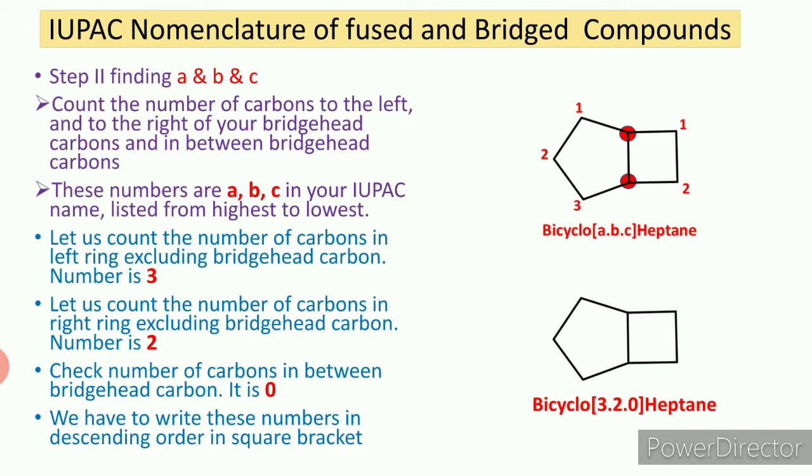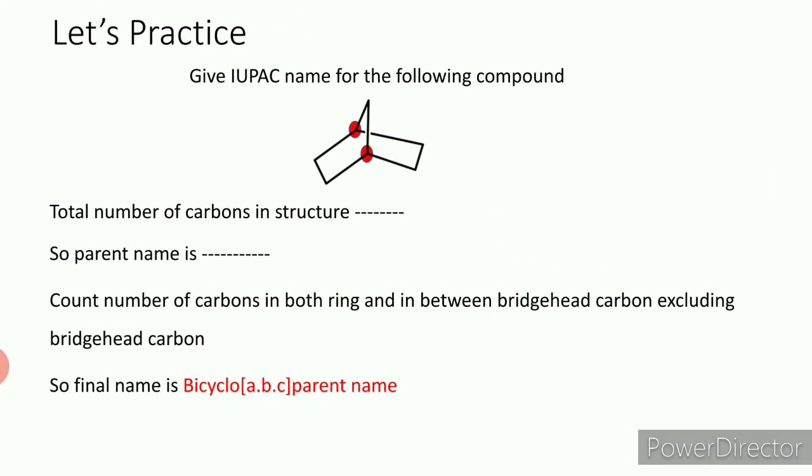I would like to turn your attention to one important difference between the naming of spiro compounds and fused and bridge compounds. In spiro compounds, there will be only 2 numbers in square brackets, which are arranged in ascending order. In fused and bridge compounds, there will be 3 numbers in square brackets, which we arrange in descending order. It is always better to practice when you want to master things, right? So try naming this compound.